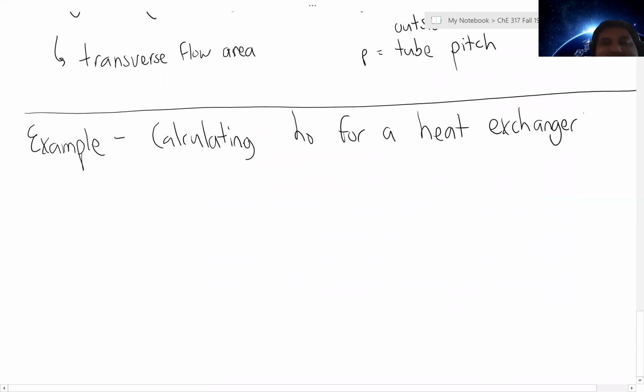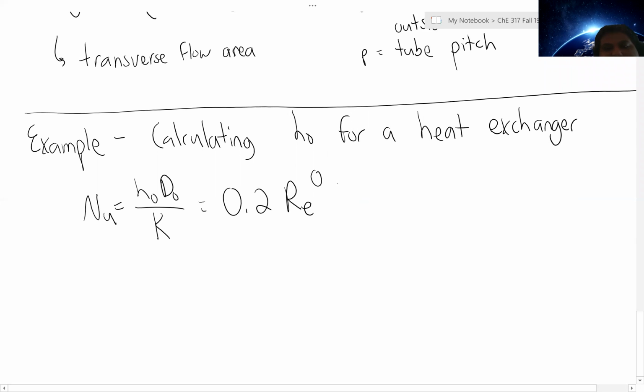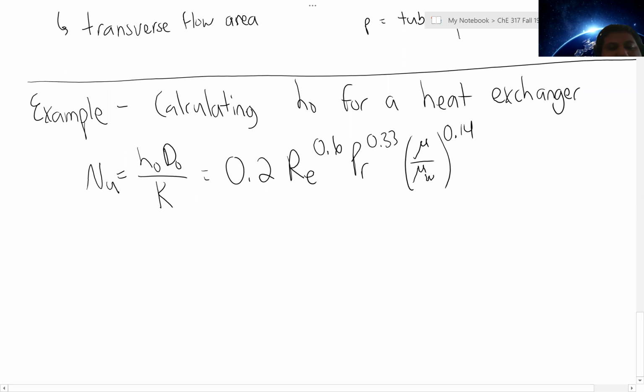All right, so we're looking at the shell side heat transfer coefficient, which means our Nusselt is given as h_o D_o over k. That makes more sense. Times 0.2, Reynolds to the 0.6, Prandtl to the 0.33, and viscosities to the 0.14. For this problem, Reynolds, that's provided, is G_E over mu.